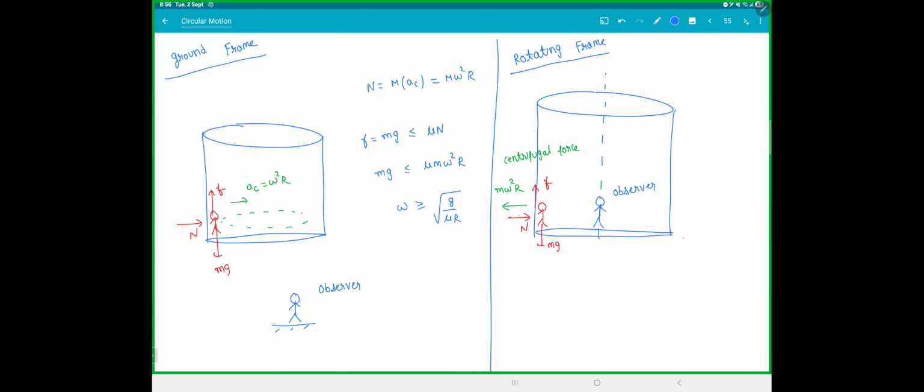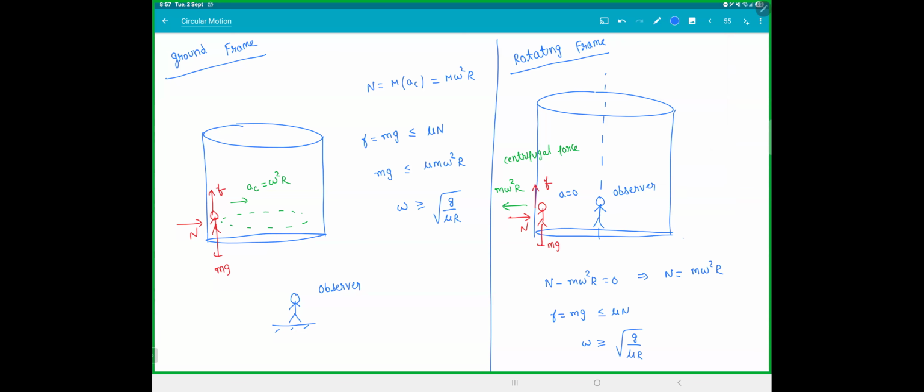Now, if you ask him to solve the problem, he will say acceleration is 0. He will say he is at rest. You're always standing in front of me. I don't see you moving anywhere, so you're at rest. Now he will say N minus m omega square r is equal to 0. End of the day, you get the same equations. F is equal to mg, which is less than or equal to mu N, and you get omega is greater than or equal to root over g by mu r.